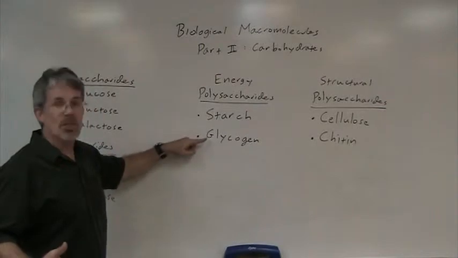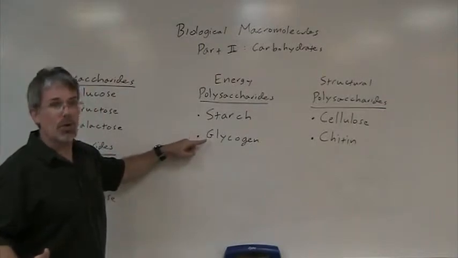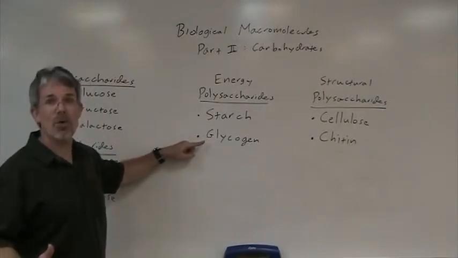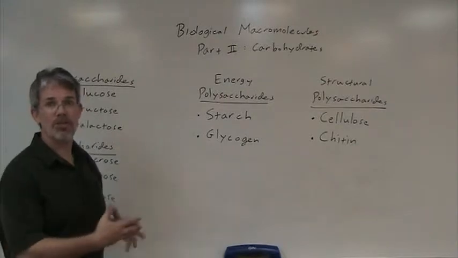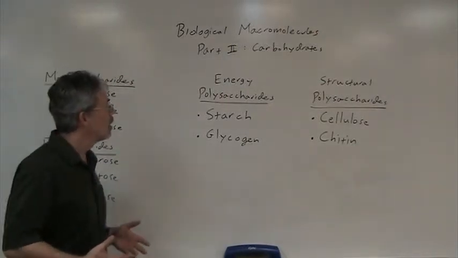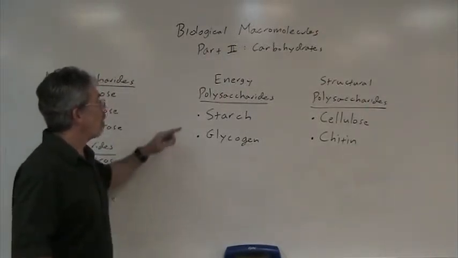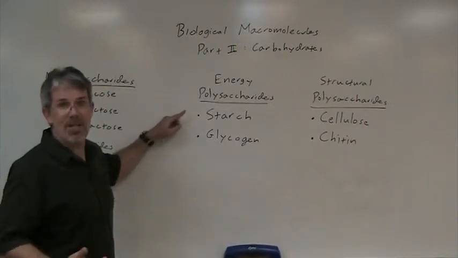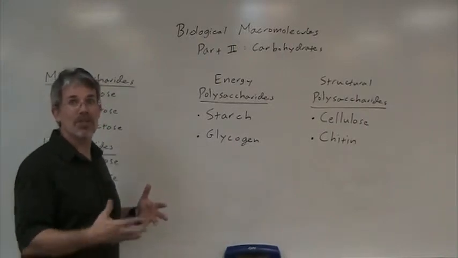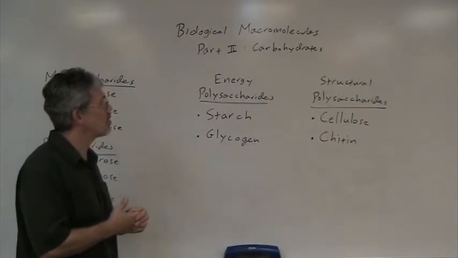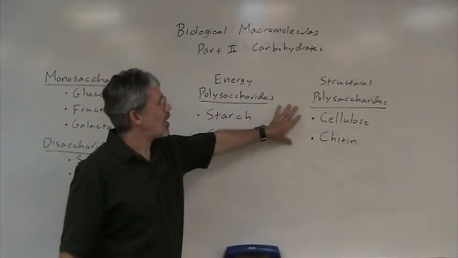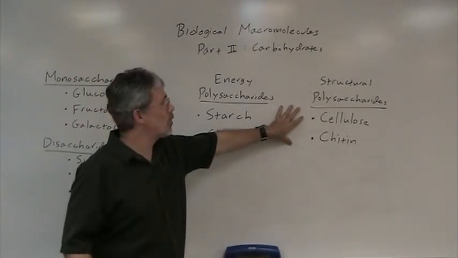Now, glycogen is an animal energy storage polysaccharide. We store glycogen in our body, in muscle tissue, and in the liver. Now, when we eat starch, we digest it, we absorb it as glucose, and it still ends up in the body as glucose. Structural polysaccharides are largely indigestible.